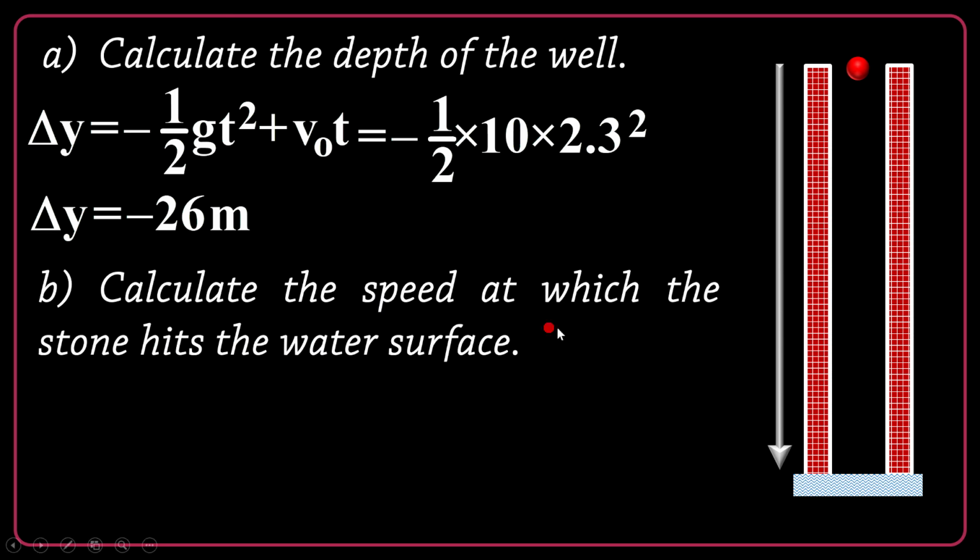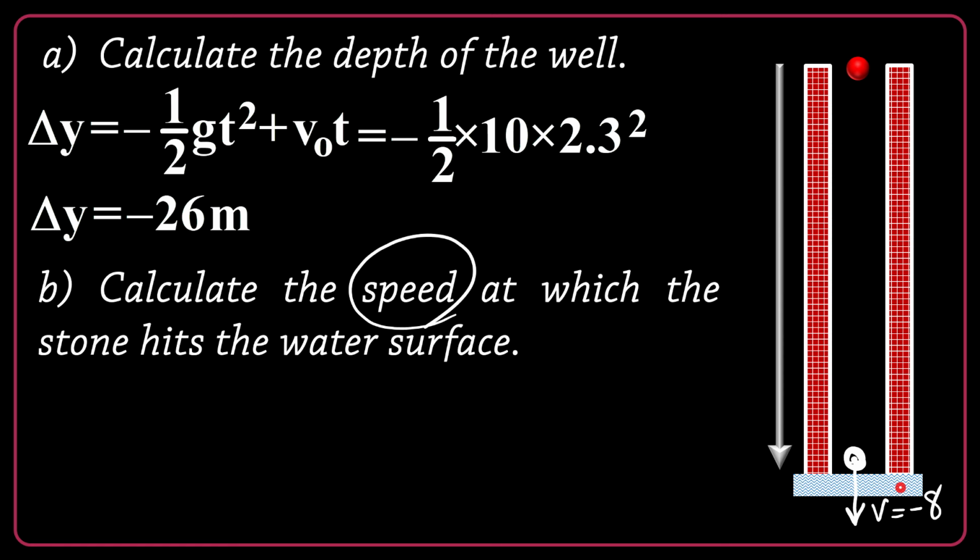Part B, calculate the speed at which the stone hits the water surface. It's very important to notice that the velocity will be negative here and the speed will be positive. Whatever you find for the velocity, let's say the velocity is -8, whatever, it's not important for me. The speed will be 8. Be very careful about that.